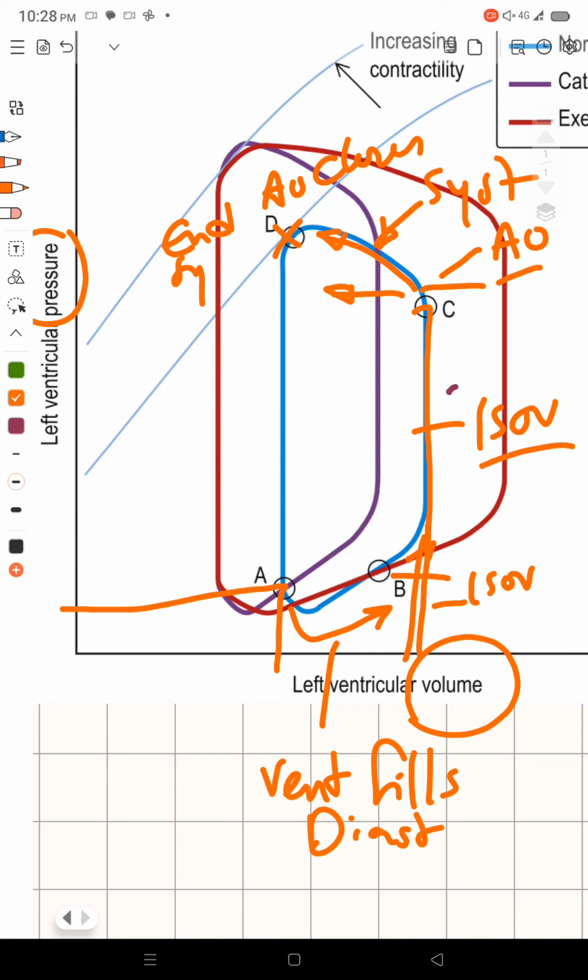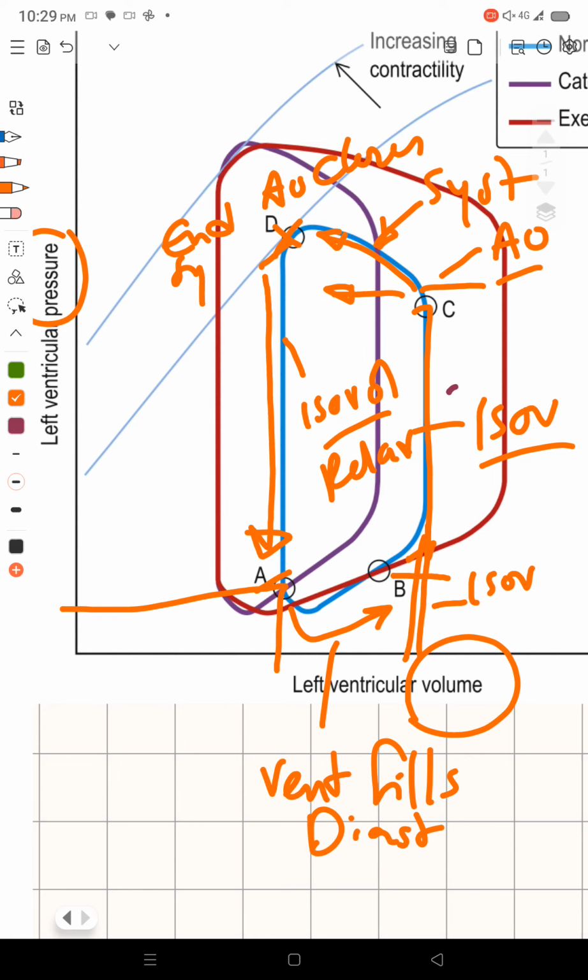When the aortic valve closes, what happens? The mitral valve has not yet opened. So this is isovolumetric relaxation. What happens? The ventricle relaxes and the pressure drops. However, the volume does not change.